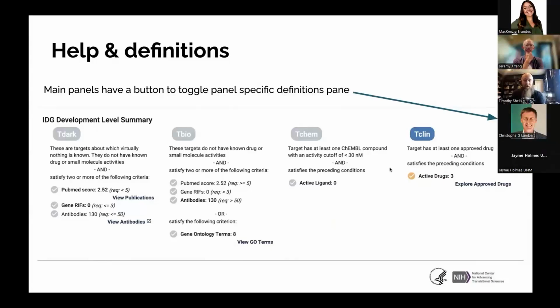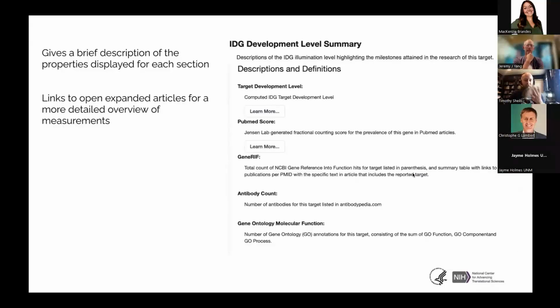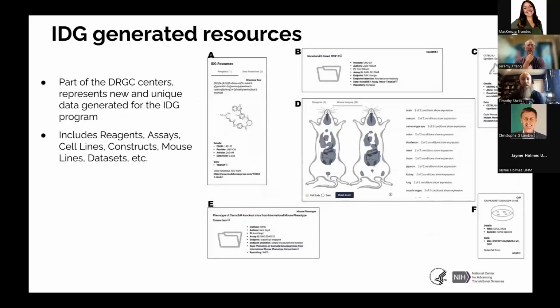So we talked about the target development level. This is just a quick example of how a target progresses from T-dark, what the requirements are, what the cutoffs are, how to view the supporting data, and then how to get all the way to the targets with approved drugs. And then, this is a panel that pops out. It'll show you the definition. If there's more information about how a score was computed, we'll have that as well. So again, we're trying to really highlight where these measurements are coming from.